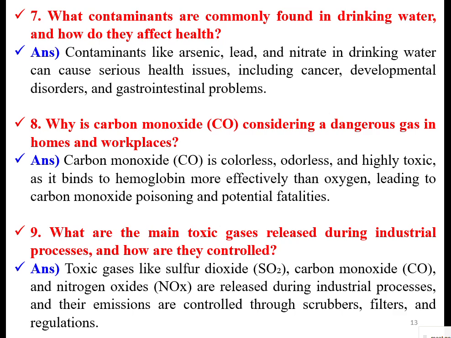Next: toxic gases like sulfur dioxide, carbon monoxide CO and nitrogen oxides are released during industrial processes, and their emissions are controlled through scrubbers, filters and regulations. Why is carbon monoxide considered a dangerous gas?